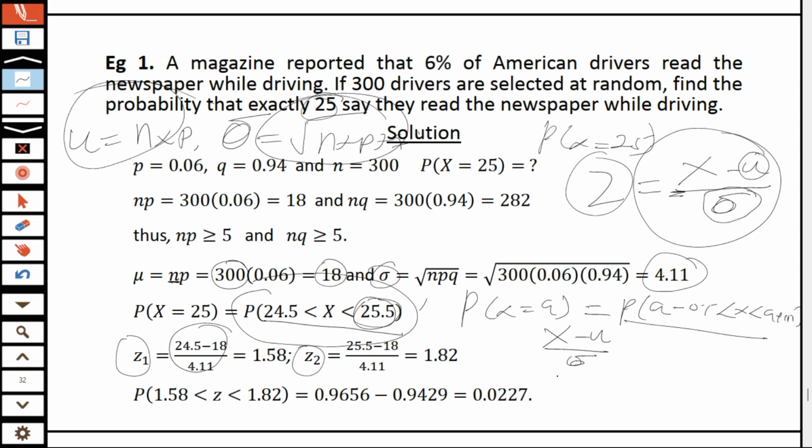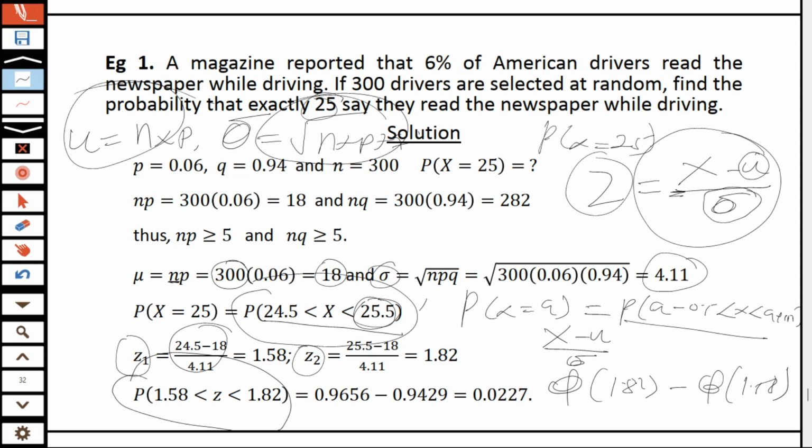So right now we have our probability in this form. You have to go to the normal distribution table and get the probabilities for 1.82 and 1.58. This will be the same as phi of 1.82 minus phi of 1.58. I have taught you how to calculate probabilities from a normal distribution table, so please, if you haven't watched that video, kindly go and watch it so that everything will be helpful for you.